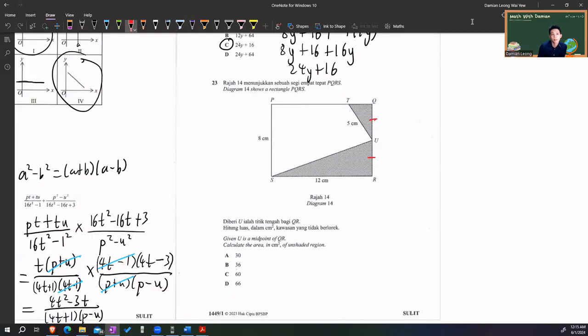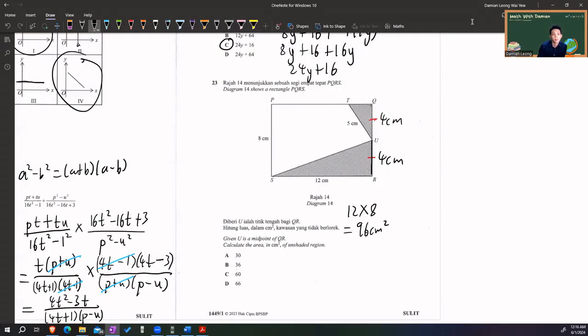Yeah, luas segi empat tepat. So 12 darab dengan 8. Okay, it's just length times width. 12 times 8, which is 96 cm square. And here, QR same as BS, which is 8. So midpoint means 4 cm, 4 cm.